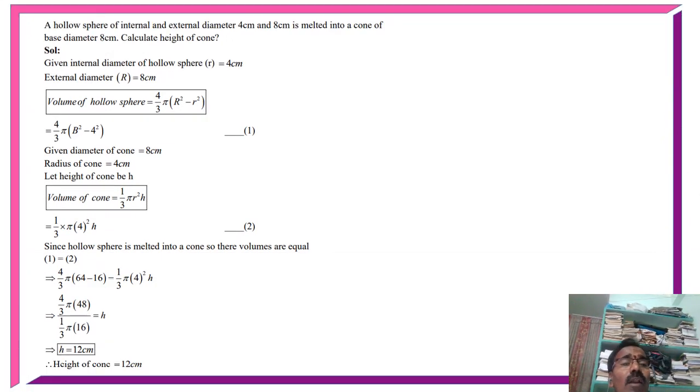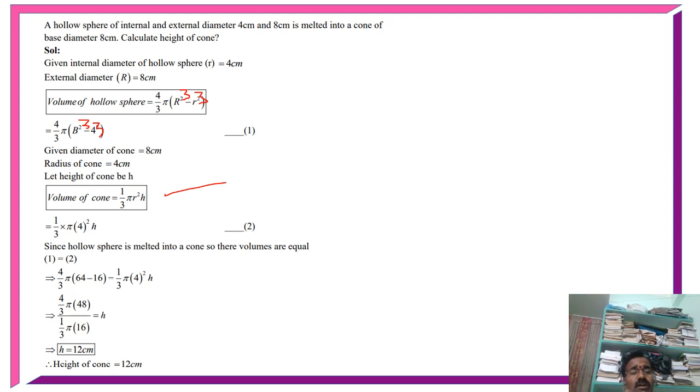And a hollow sphere, with internal and external diameters given, is melted into a cone with a given base diameter. Calculate the height of the cone. So we need to find the volume of the sphere. If it is a hollow sphere, we know outer volume minus inner volume. We do 4 by 3 pi (capital R cube minus small r cube). This is cube, students. So 4 cube, simplify and take it to 8 centimeters.